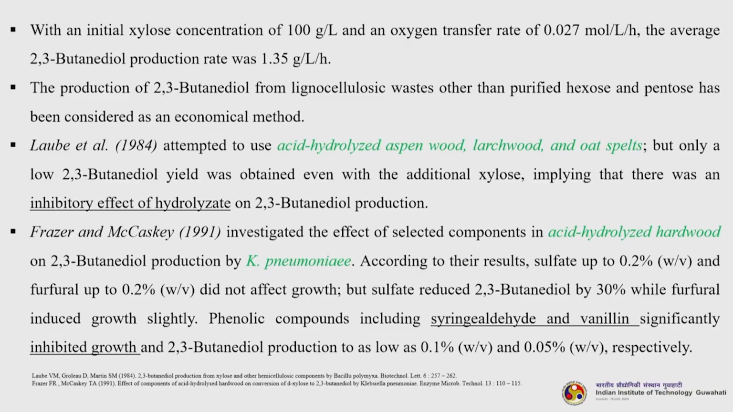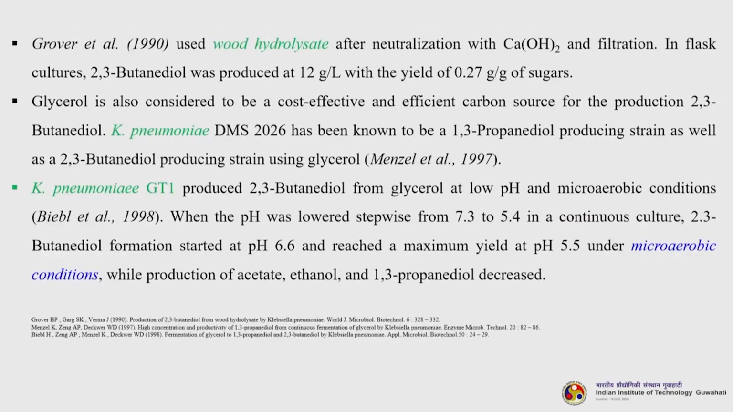Grover et al. used wood hydrolysate after neutralization with calcium hydroxide and filtration. In flask cultures, 2,3-butanediol was produced at 12 grams per liter with a yield of 0.27 gram per gram of sugar.